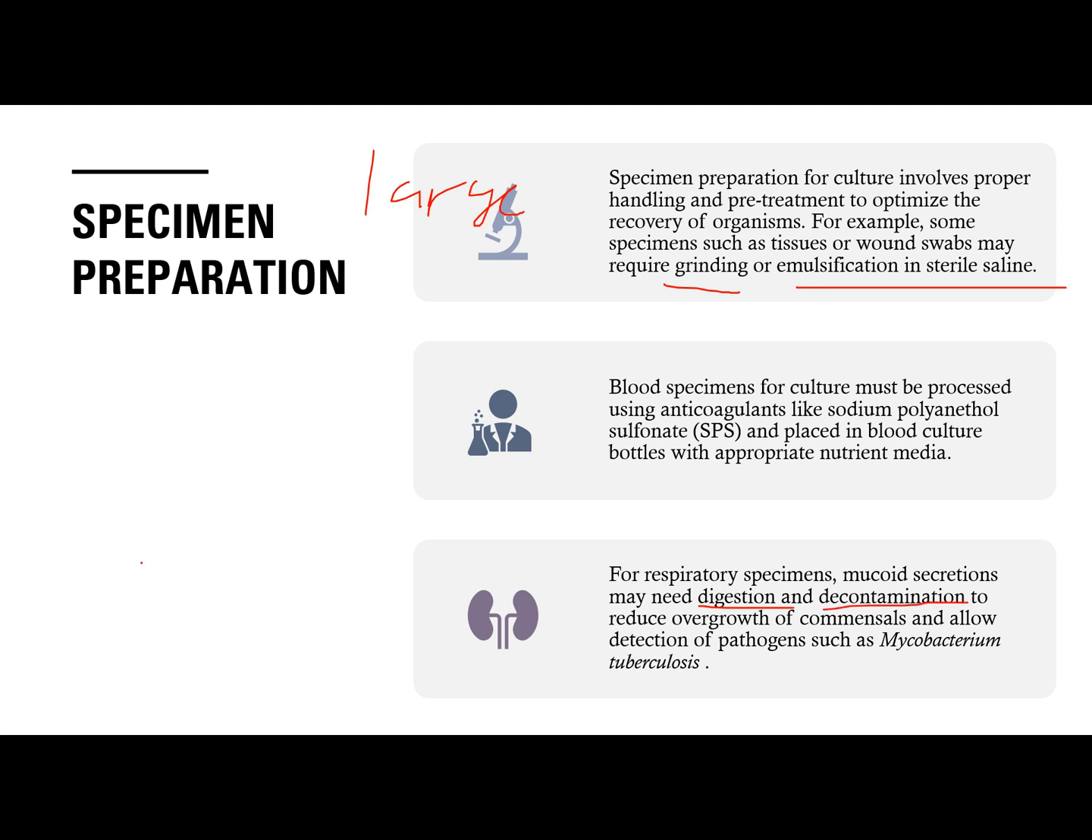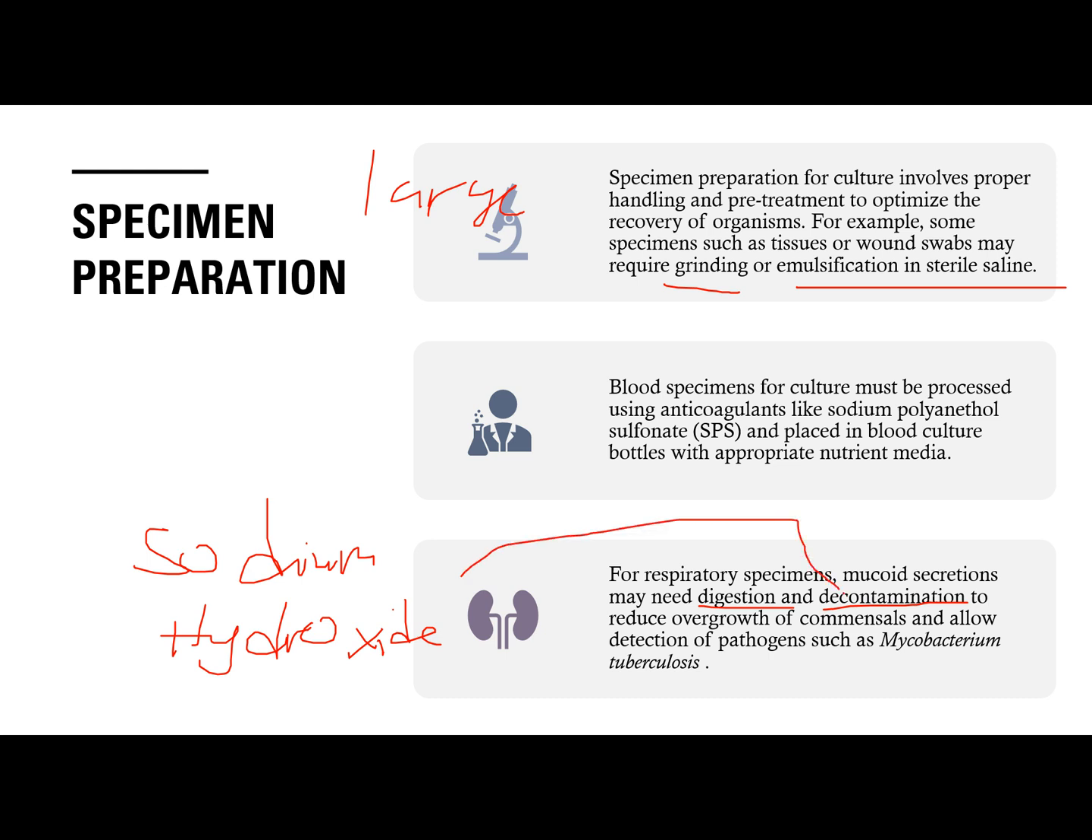So to do that, you need to apply what we call sodium hydroxide. This is for decontamination. For digestion naman class, we have your so-called NALC or N-acetyl L-cysteine. So they are both used for decontamination and digestion. They reduce overgrowth of commensals and allow detection of pathogens such as Mycobacterium tuberculosis.